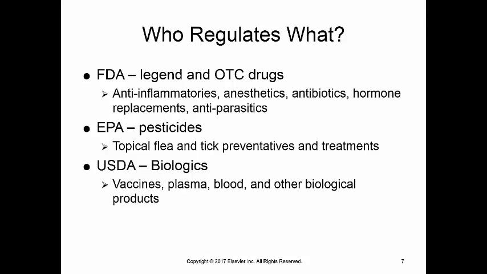The EPA is over top of pesticides. So these are our topical flea and tick preventatives and treatments. These are our shampoos, things like our Frontline that we place on the pet. These are actually regulated by the Environmental Protection Agency, or EPA. And then the United States Department of Agriculture regulates our biologic agents. So these are vaccines, plasma, bloods, and other biological products.